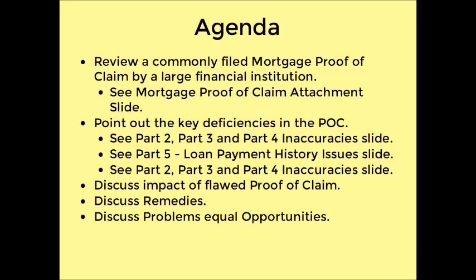After we review the mortgage proof of claim as it was provided by the creditor, we'll look at each section of the slide and identify key deficiencies in the proof of claim that they filed. That should take 3 different slides. After that, we'll discuss the impact of the flawed proof of claim, which will be extremely important. We're also going to have a nice little discussion on what the remedies are for this proof of claim being inaccurate. And finally, we'll discuss how problems equal opportunities.